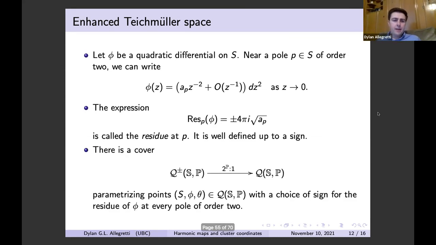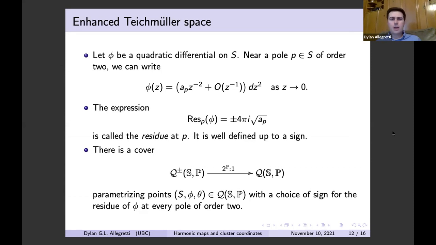And so we can define then a finite cover of our moduli space of quadratic differentials, which parametrizes points in the moduli space together with a choice of sign for the residue at every pole of order 2. So in other words, to define a point in this space, I'm taking a point in the base and then choosing a definite value of this expression corresponding to each pole of order 2. So I choose a plus or a minus sign for this. That defines a branched finite cover of the space of quadratic differentials.